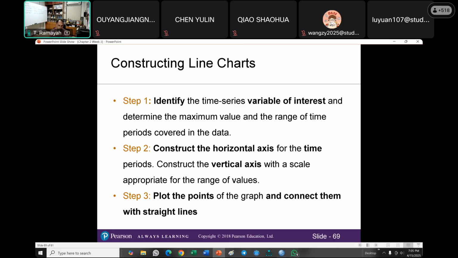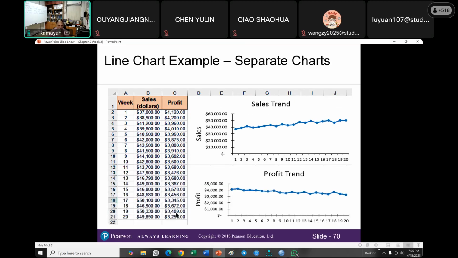And then we will plot, and you connect the points with straight lines. So here we have two trends, right? We have week 1, week 2, week 3, week 4. This is the time, in terms of week. So you have 1 to 20.